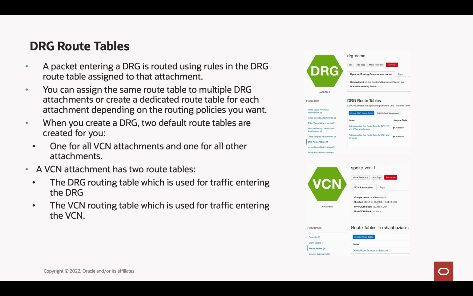Keep in mind, a DRG route table is different than the VCN route table. So essentially a VCN has two different route tables. The DRG route table, which is used for traffic entering the DRG, and the VCN route table, which is used for traffic entering the VCN. The DRG route table and the VCN route table can be associated to each other as well, and this will be needed if we want to achieve transitive routing through the DRG.